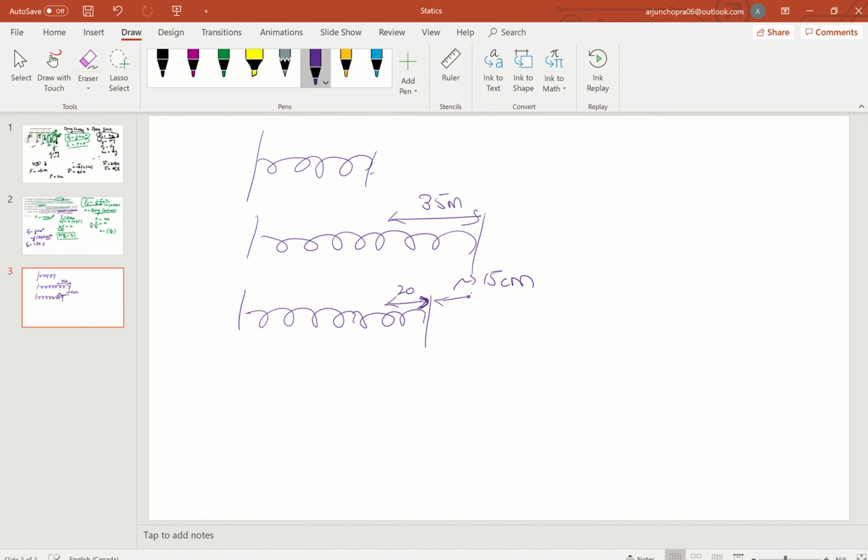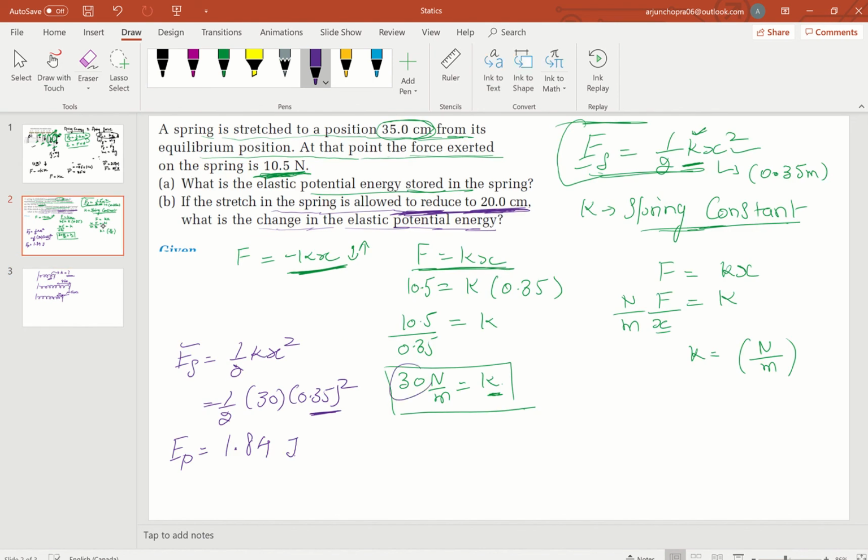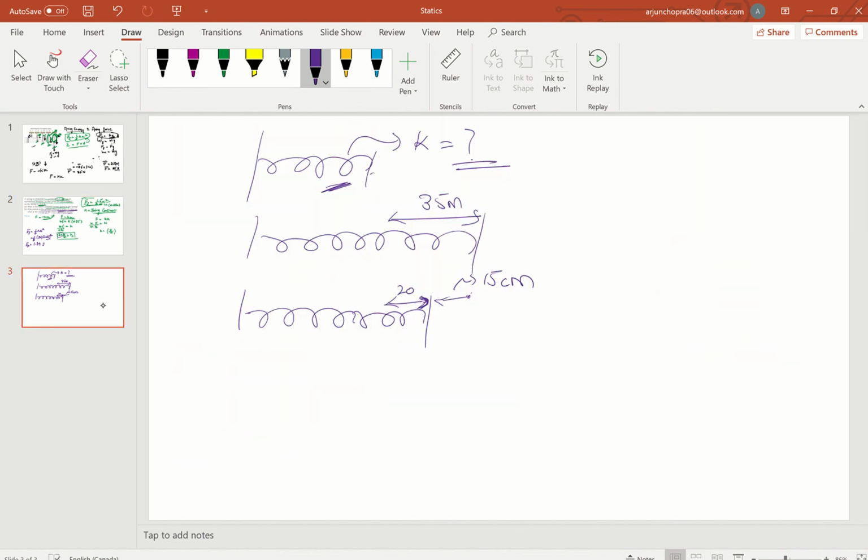Will the k value change? Do I need to find the k value again? No, because it's made up of the same material. So we've already figured out the k value, which was 30 Newton per meter. I'm going to use that k value to solve part B. So when the spring is stretched to only 20 centimeters, how much energy is stored in the spring?